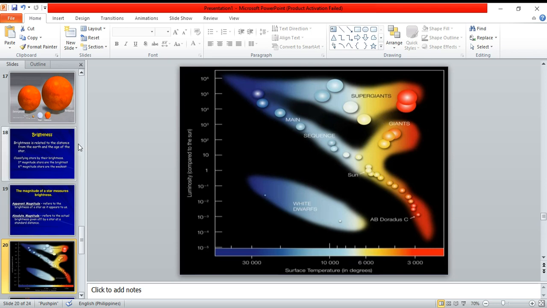For example, the Sun is a yellow star of one solar luminosity. That is why you can find it in the center of the diagram. It also falls on the normal star line. From the lower to the upper part of this diagram, it is called the main sequence. It is where most of the stars fall along the line.